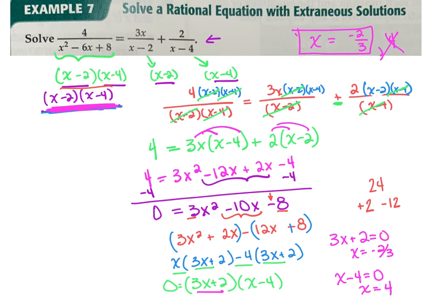So you don't have to plug them back in and say, does it actually equal? I mean, if you want to check your work, that's what you would do. But when you're looking for extraneous solutions for these, you're just asking, does anything cause a 0 in my denominator? If it does, I actually can't use that as a solution.